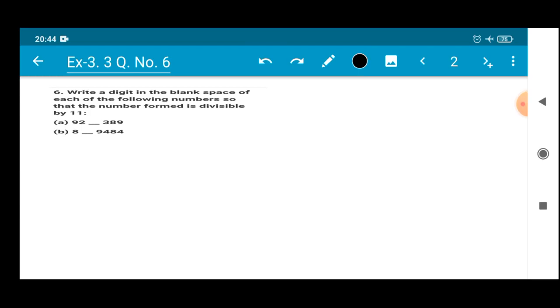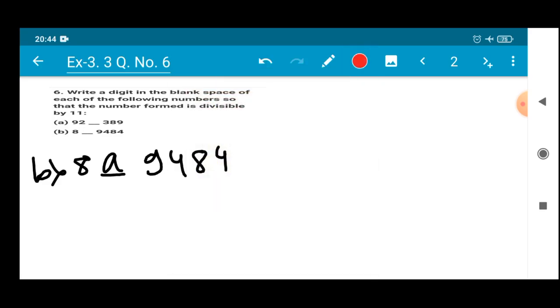Here also we have to do it in a similar manner. Yes, the trick is very similar. So let's write the question first. 8 blank 9484. The blank here should be filled, and let that blank be a. Now what we have to do is differentiate the odd and the even positions. Odd, even, odd, even, odd, even.